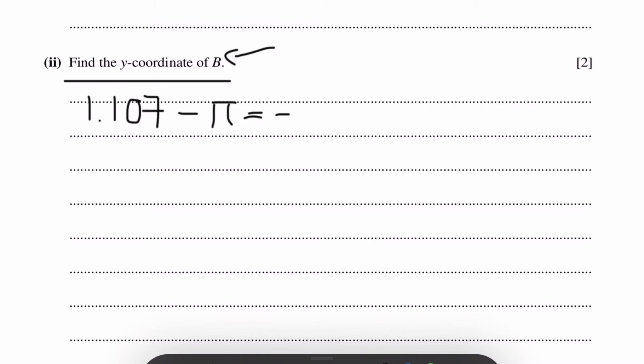Find the y-coordinate of B. B is the other point of intersection, so you have to find the x-coordinate first from the x-coordinate that you got earlier. To do that, you can just subtract pi from the value you got earlier, and this will give you negative 2.03. This is your x-coordinate of B.